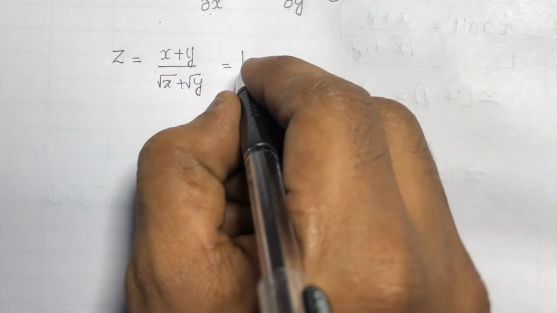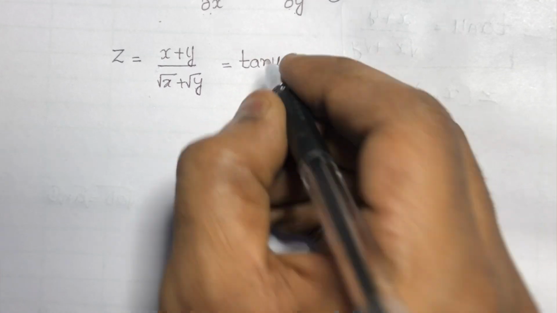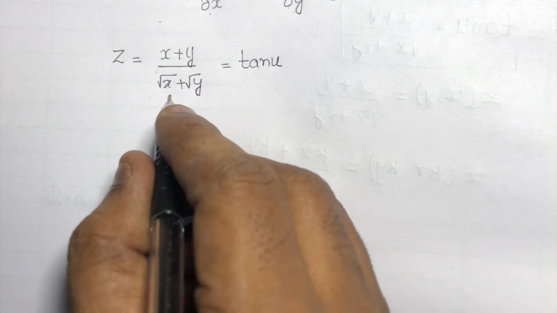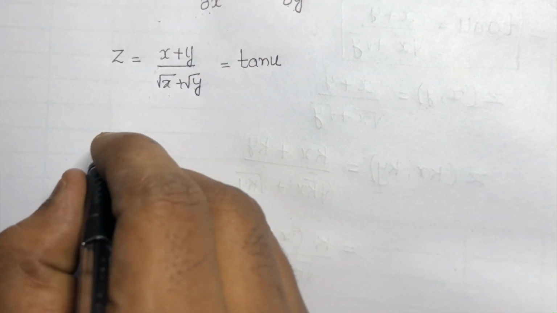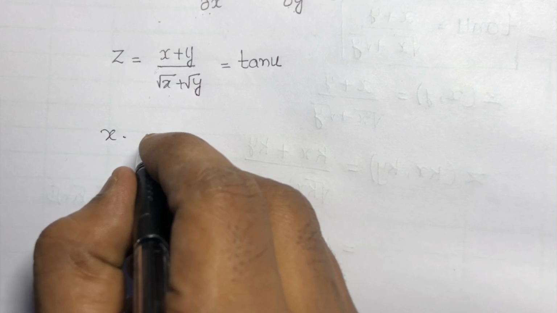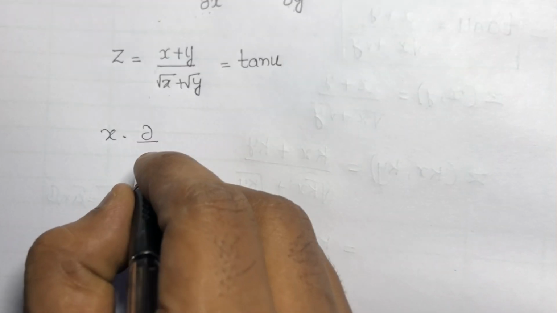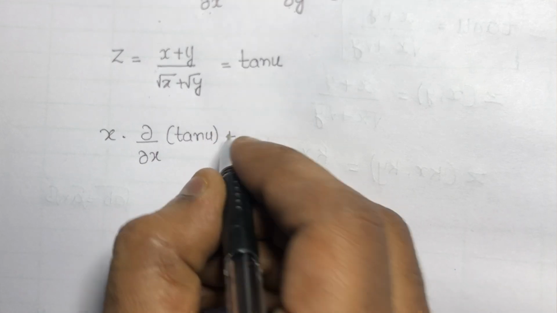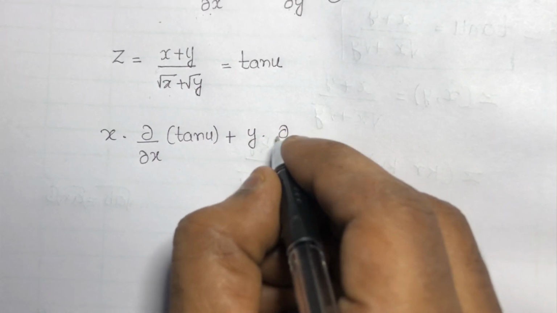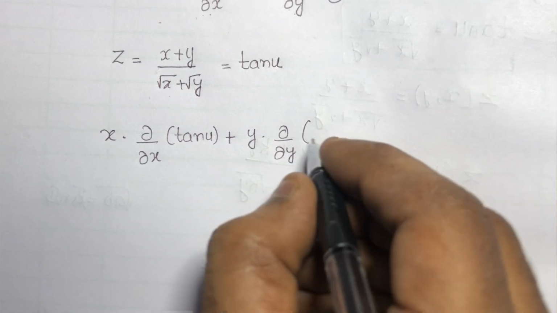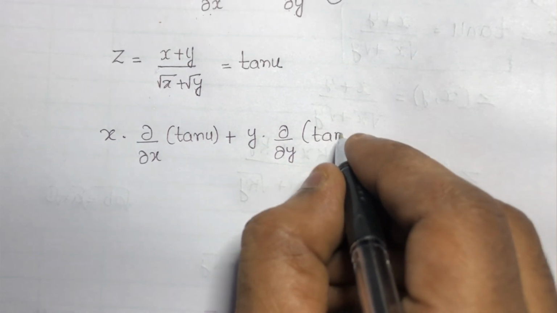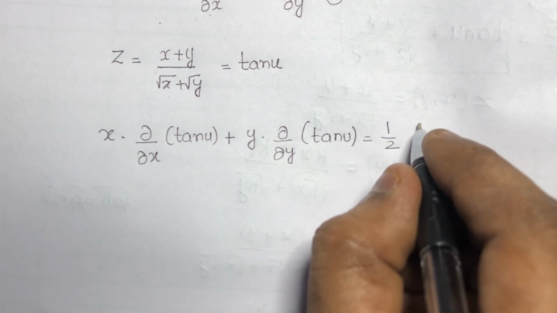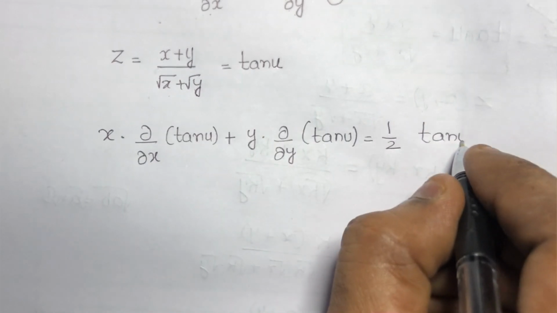This is nothing but tan u. Now according to Euler's theorem, I can write it as x into ∂/∂x of tan u plus y into ∂/∂y of tan u is equal to n. n is here 1 by 2. z is again tan u.